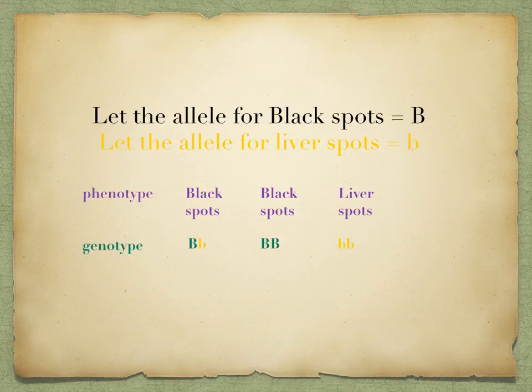So we're going to say let the allele for black spots be capital B. Let the allele for liver spots be small b. So if the phenotype is black spots, it's capital B, small b. Or it can be capital B, capital B. If it's got liver spots, it'll be small b, small b. So what do you do? You draw a column, you write homozygous dominant in one, heterozygous in the other, and then you work out your test cross.